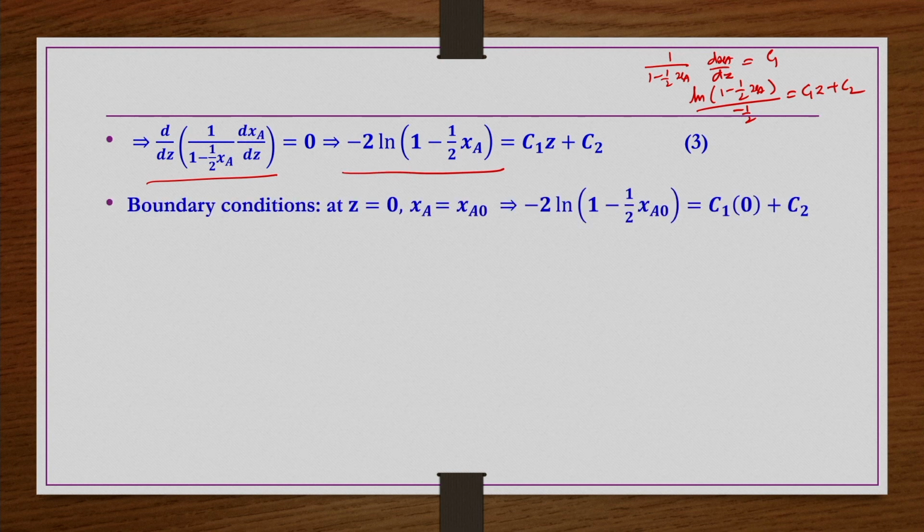Two boundary conditions we have. At z equals 0, x_A is x_A0. So, C2 is −2 ln(1 − ½ x_A0), that is what we get.